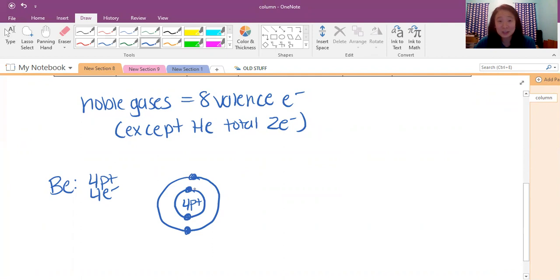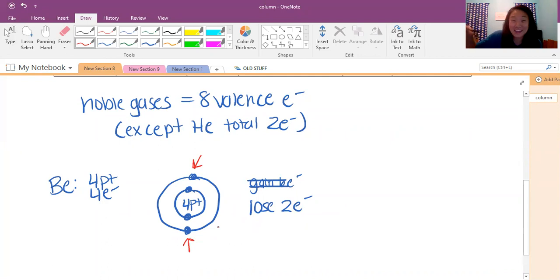Now, how can I get this to have stability, to look like a noble gas? A lot of you instinctively want to say, we need to gain 6 electrons and then we'll have 8. But gain 6 is not going to be one of the options for you to pick, because gaining 6 is really difficult for beryllium. It takes a lot of energy that beryllium does not have. So what could it do? It's actually going to go in the opposite direction, and it can do that. It can lose 2 electrons. Beryllium's going to just throw them away, like literally pop them off and be like, see ya, I don't want you anymore.